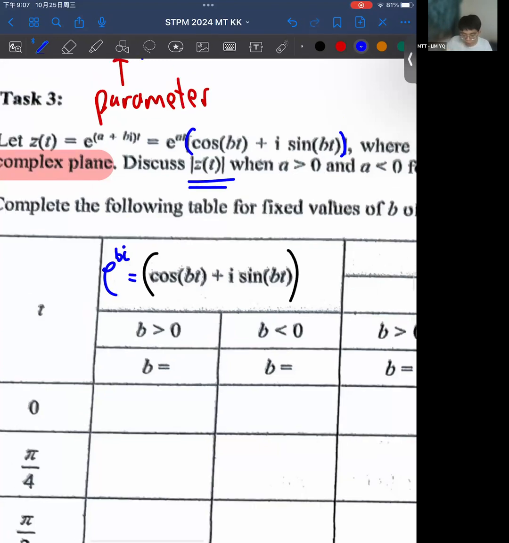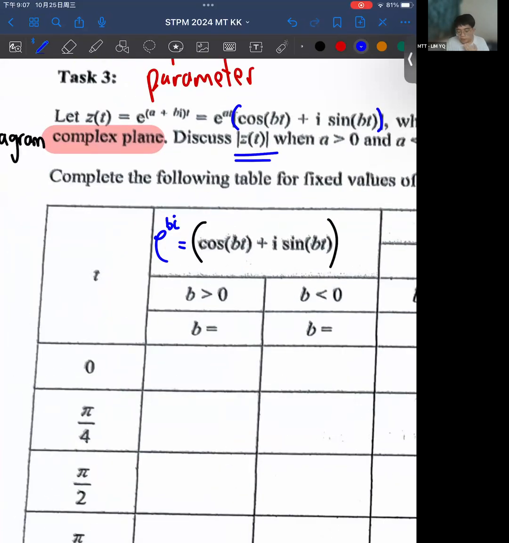When b is greater than 0 or b is smaller than 0, for different cases. So b equal to what? You can choose your own value. For ease, I will choose 1, and I will choose -1 for the negative number. It's the simplest case. Let's try to do it. When b equal to 1, what does this equation become? Cos t plus i sin t. Am I correct? Because b equal to 1.